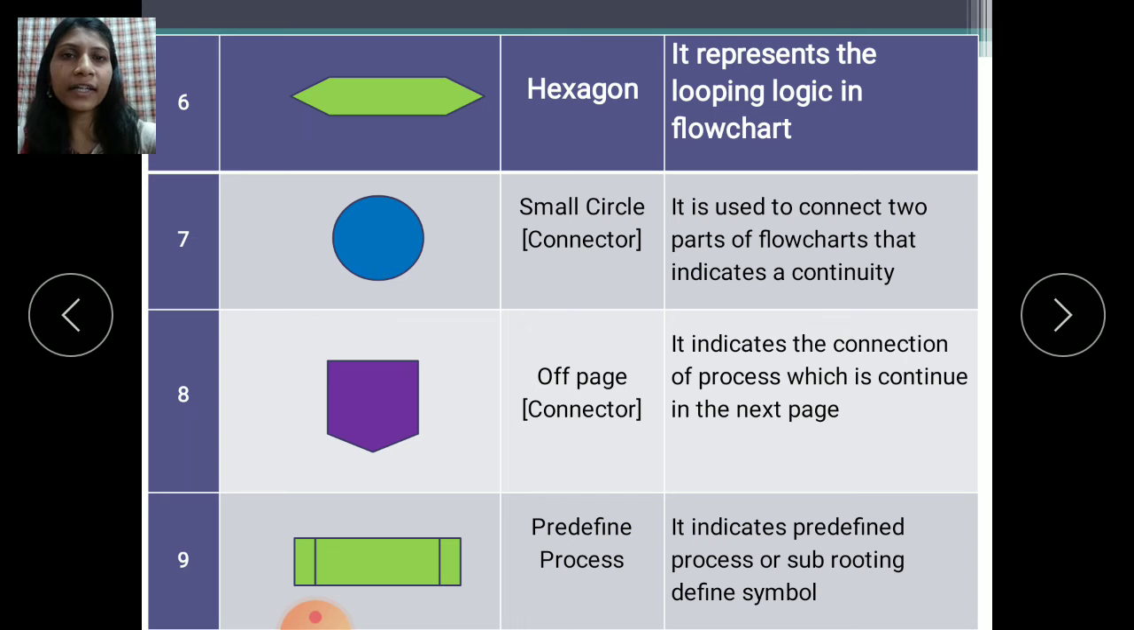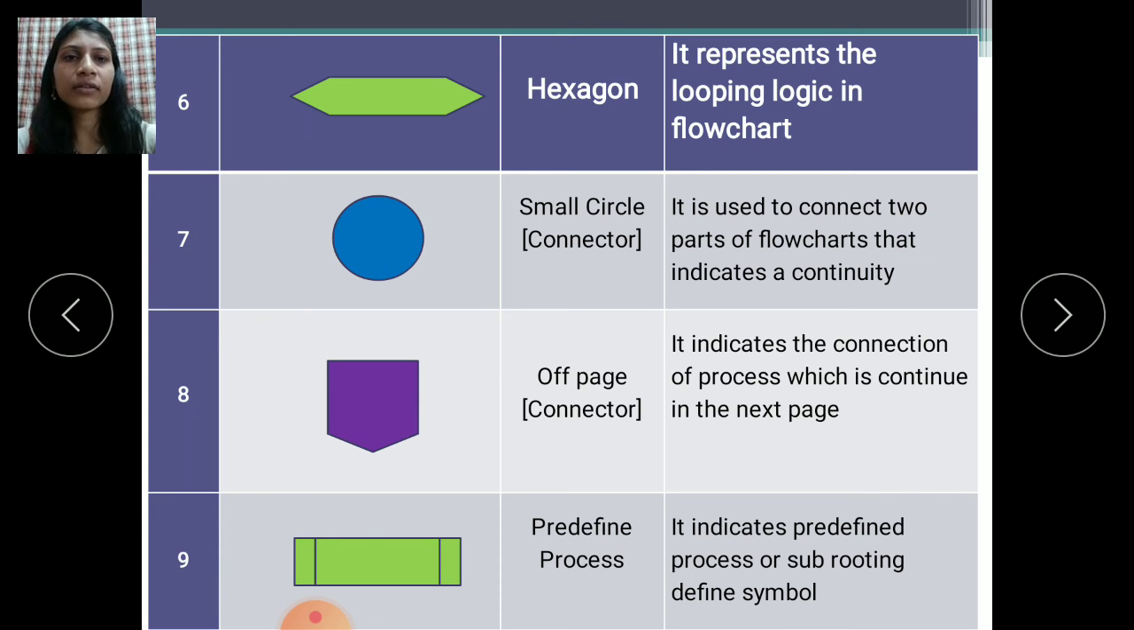If you want to write down the looping statements in your program, if you are using looping conditions in your program, we use this hexagon. For example, if you are using the for condition in your program and want to declare that condition in a flowchart, use the hexagon. So that is the use of this hexagon symbol.